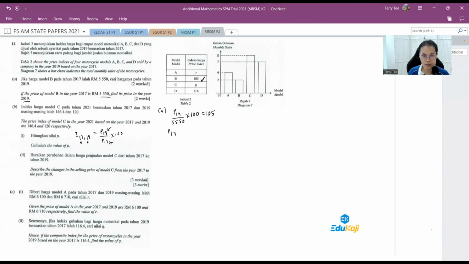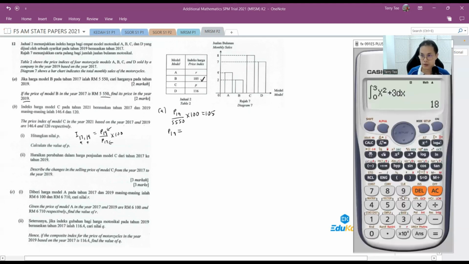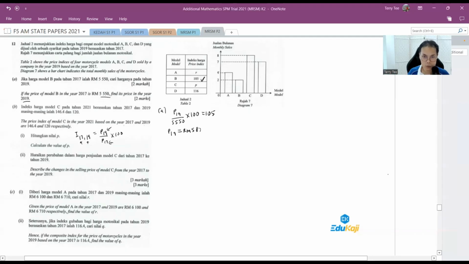So to find the price in 2019, very simple. Just use your calculator: 105, you multiply by 5550, divide by 100. I got 5,827.50. Okay, that is part A. So part B.